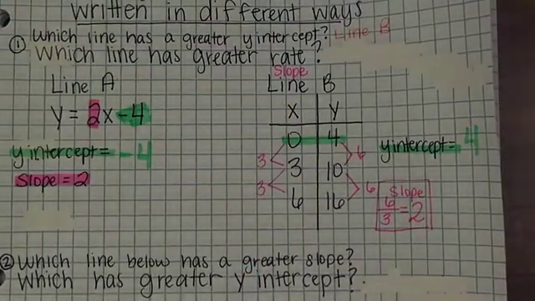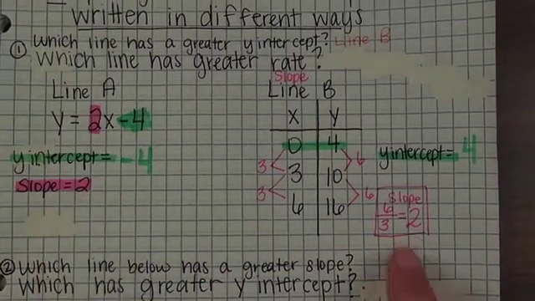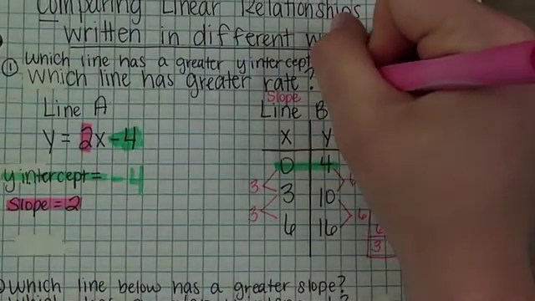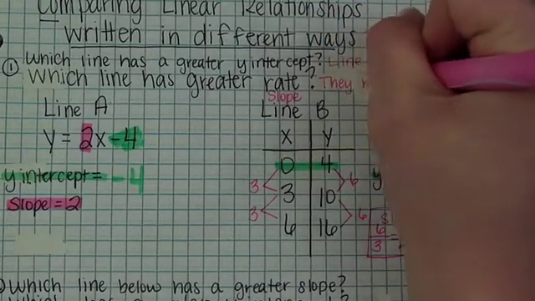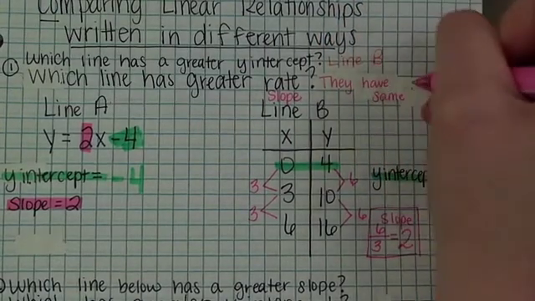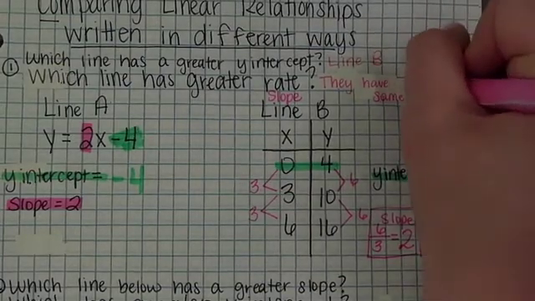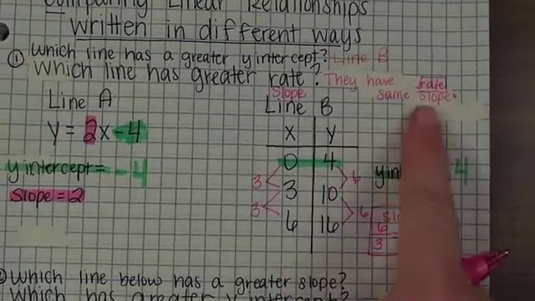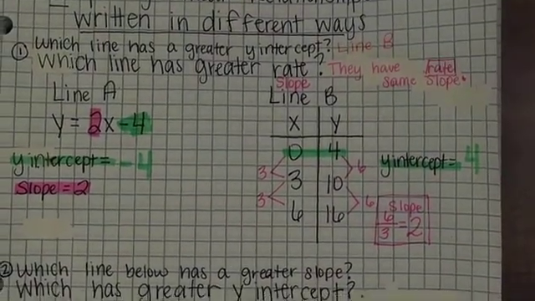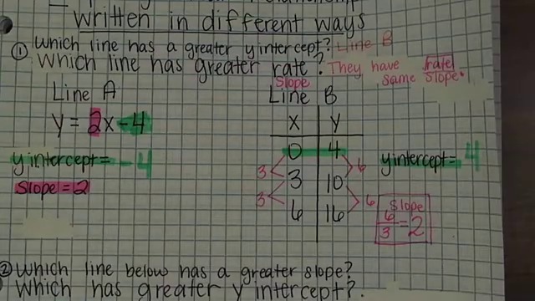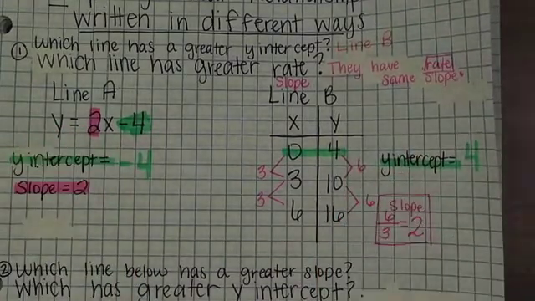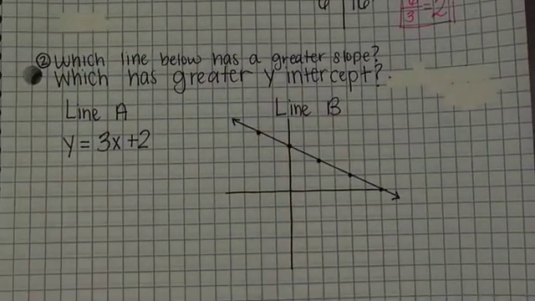So in this problem, if you notice, the slopes are both 2, so you would say they have the same slope or rate. Since the problem asked for rate, we would say they have the same rate. Okay, so again, you're going to see this a lot. This is what you see the most on any standardized test or state test, where they ask you to compare two different equations to see if you truly understand what's going on. So now let's look at the next one.